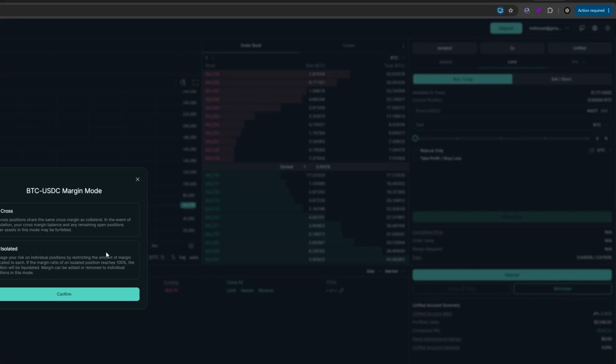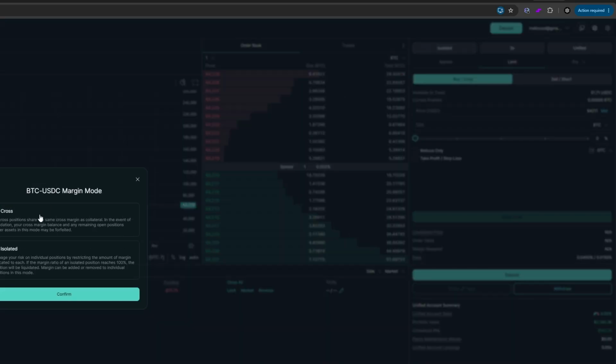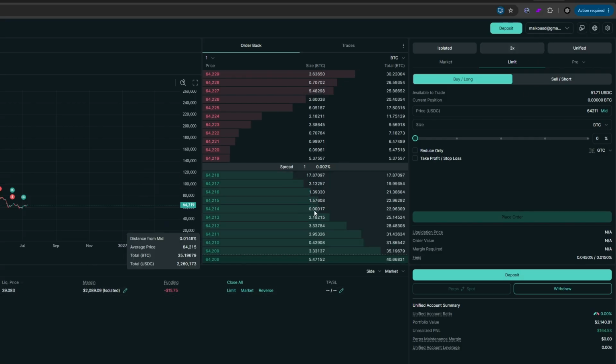So isolated versus cross. Cross will pull money to keep your positions open from your account, from your assets, and even other positions you have open. And then isolated is individually. So I placed this trade with $2,000. I'm only risking $2,000. One time I placed a Cardano long for $100, and it just kept going down and I was on cross. So it pulled from all my other positions and I hit minus 300%. But in isolated, you can only lose how much you put in, which is the ideal.